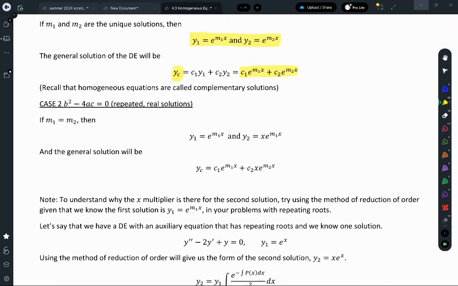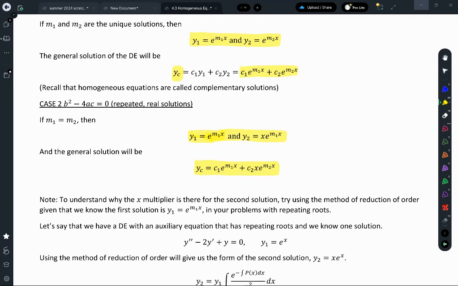Case 2, when b squared minus 4ac is equal to 0, I get repeated real solutions. So here's what that looks like. y1 will be equal to e to the m1x. y2 is also equal to e to the m1x, but we put an x multiplier in next to it. I'm going to go over why that is in a moment. And then the complementary solution, also known as the general solution in this homogeneous equation setup, just tells us to put in a C1 and C2 and take the linear combination of the two unique solutions.